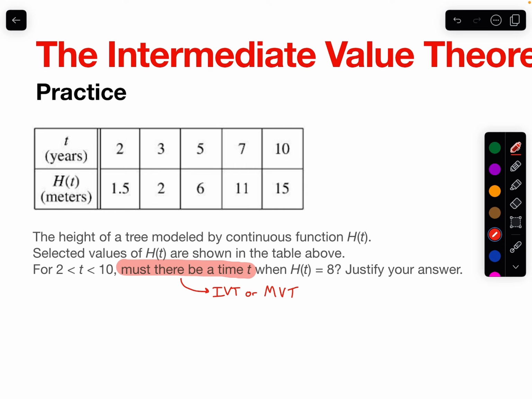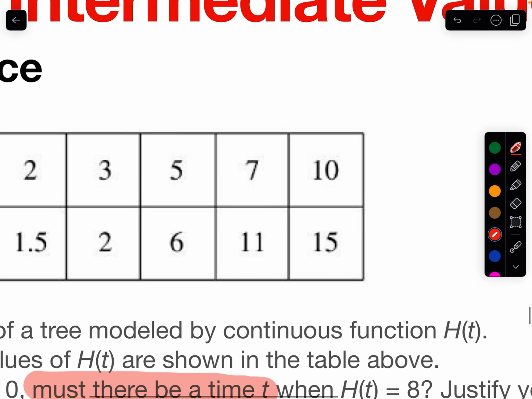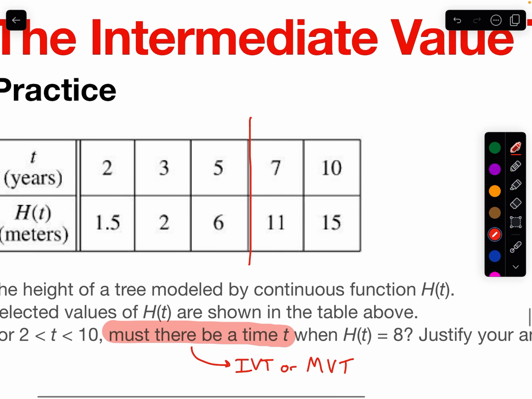Now, if we think about it, this question is asking us, between 2 years and 10 years, is there a time when the height of this tree is 8? Well, if you think about it, between years 5 and 7, the height jumps from 6 to 11, but the growth of this tree is continuous, so it's got to hit everything between 6 and 11, including 8. So yes, there's going to be a time when the height of this tree is 8 meters.